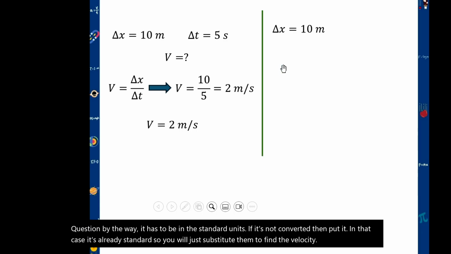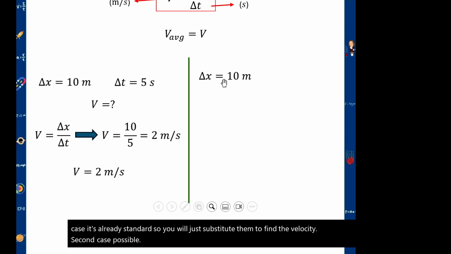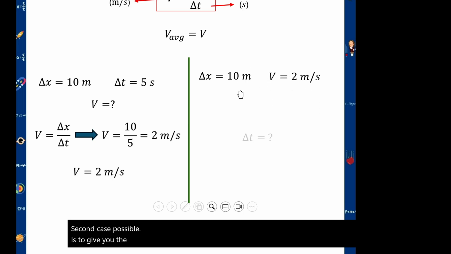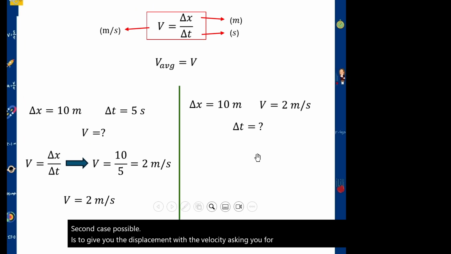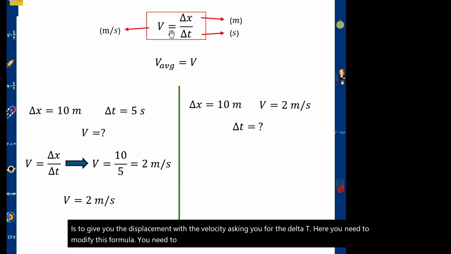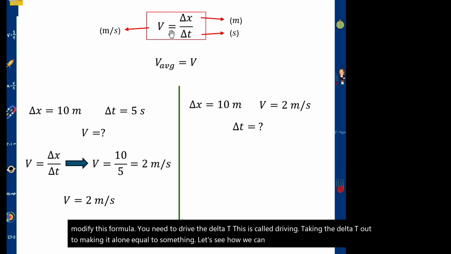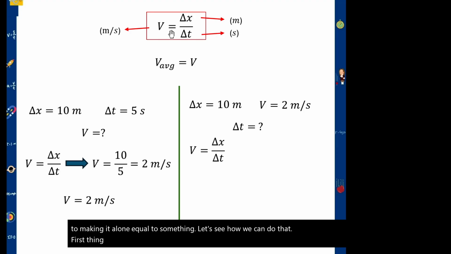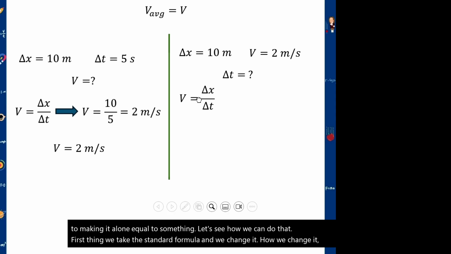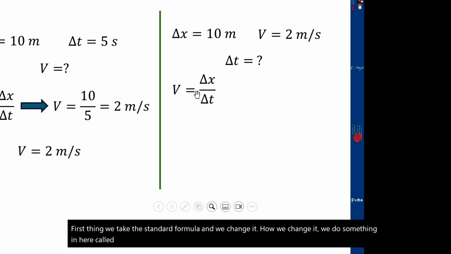Second case possible is to give you the displacement with the velocity, asking you for the delta t. Here you need to modify this formula. You need to derive the delta t. This is called deriving, taking the delta t out, making it alone equal to something. Let's see how we can do that. First thing, we take the standard formula and we change it. How do we change it? We do something here called cross multiplication, because we can see that this is like a fraction, and this is also a fraction because it's velocity over 1.